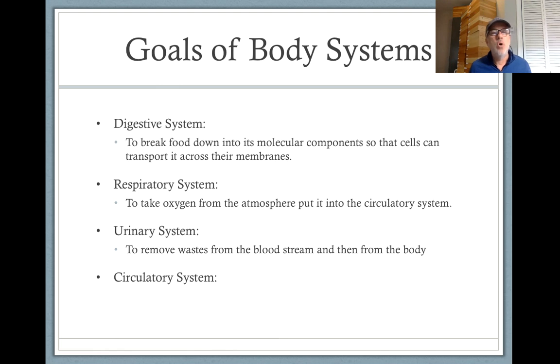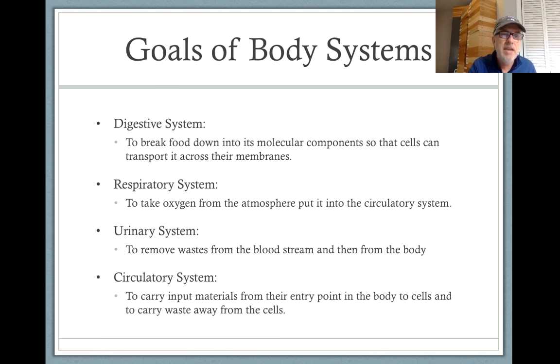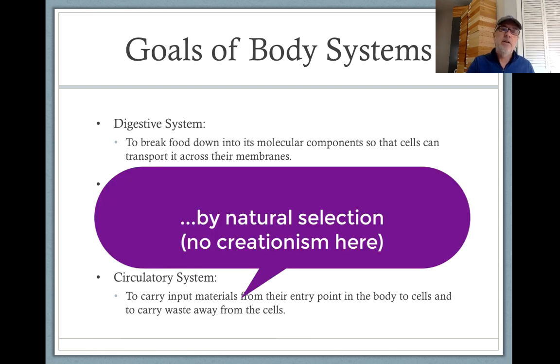And finally, what's the goal of the circulatory system? Well, if you said to carry input materials from their entry point in the body to the cells and to carry waste away from the cells to the points at which they'll be ejected from the body, very good. You can see that some of the great body systems, these are the first four we're going to study in fact, have goals and a design that have been created to meet the needs of cells.